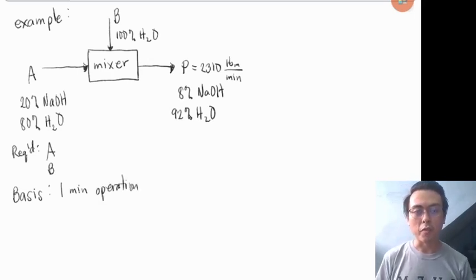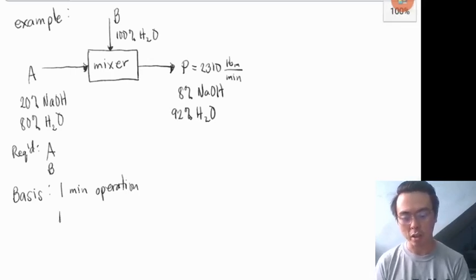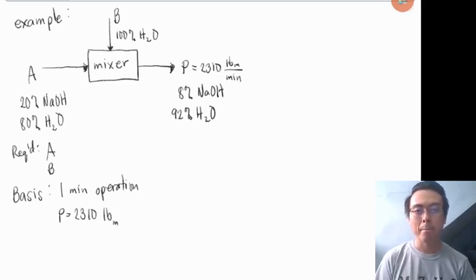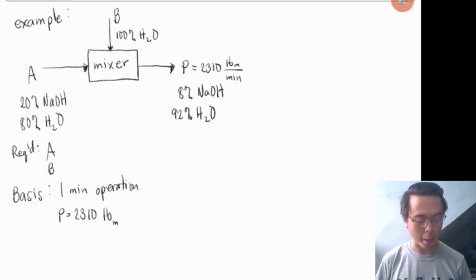That means that if we section out 1 minute of the operation, we are sure that our product amount is 2,310 pounds. So let me write here, P is already 2,310 pounds mass. Okay, that is the effect of using a very good basis. Now, next step.